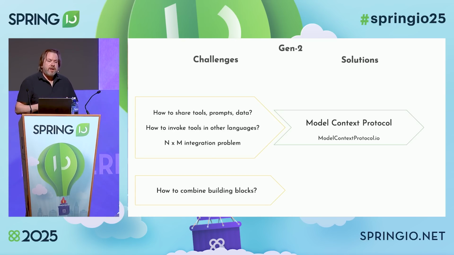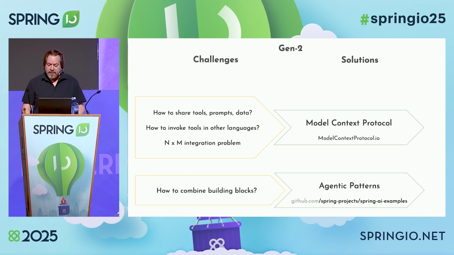And now, architecturally, how do you combine these building blocks, right? You have more than one, and they have to interact with each other. This is where the role of agentic patterns comes in, right? And we have many of them implemented in our examples repo. You can take a look.